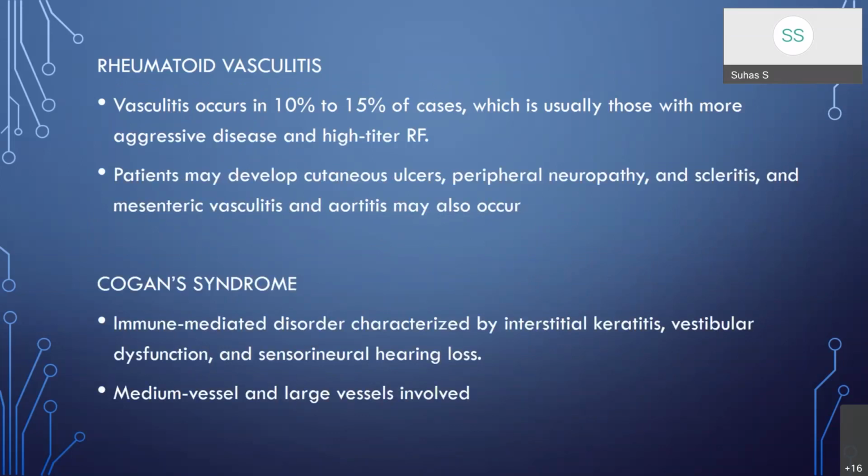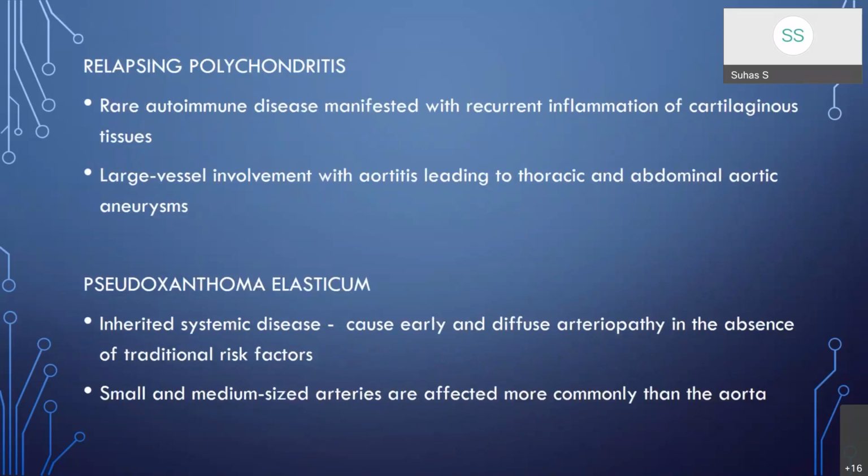This is an immune-mediated disorder characterized by interstitial keratitis, vestibular dysfunction, and sensorineural hearing loss. Medium vessels and large vessels can be involved. Then we have relapsing polychondritis, an autoimmune disease with recurrent inflammation of cartilaginous tissues. Large vessel involvement with aorta leading to thoracic and abdominal aortic aneurysms may be noted.